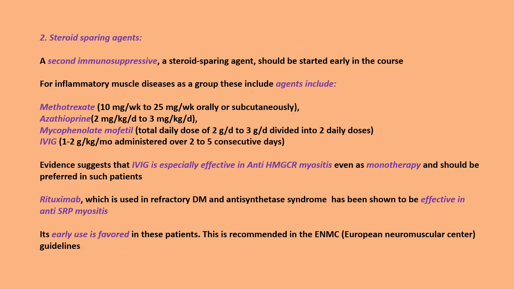Steroid-sparing agents. A second immunosuppressive should be started early in the course. For inflammatory muscle disease as a group, these agents include methotrexate, azathioprine, mycophenolate mofetil, or IVIG. Evidence suggests that IVIG is especially effective in anti-HMGCR myositis, even as monotherapy, and should be preferred in such patients. Rituximab, which is used in refractory dermatomyositis and anti-synthetase syndrome, has been shown to be effective in anti-SRP myositis. Its early use is favored in these patients, and this is recommended in the European Neuromuscular Centre guidelines.